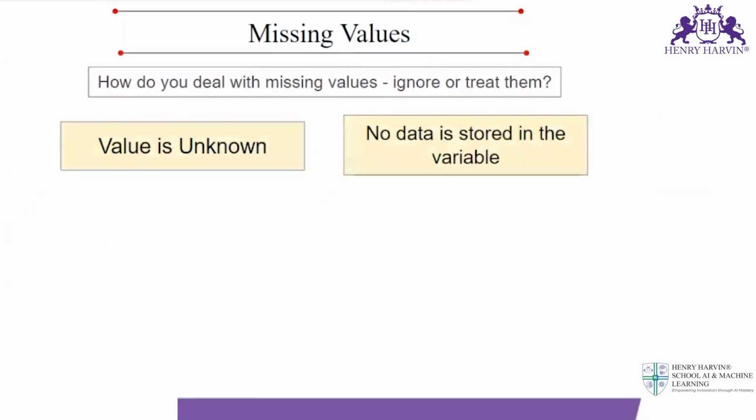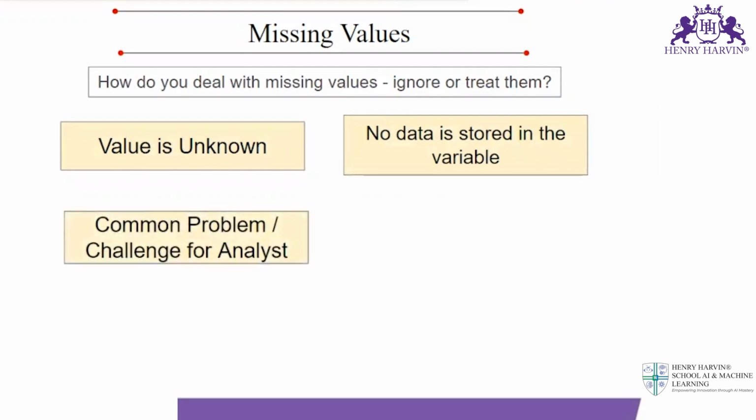So missing values are the missed or unknown values that are present in the dataset that we are working on. In today's time, it is the most common problem or challenge for any data analyst. Now, what should we do with this missing value? Should we ignore it or treat it? We should not ignore these missing values, as treating them is the most important part of data processing.